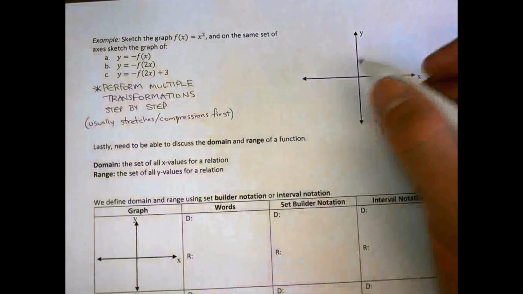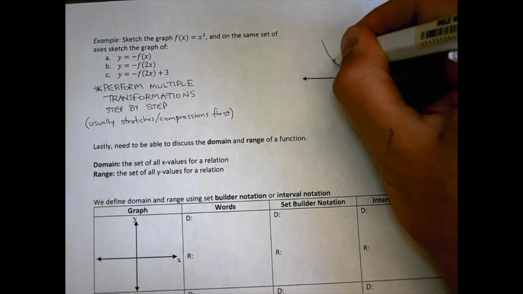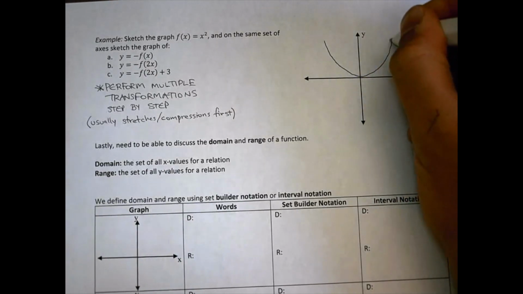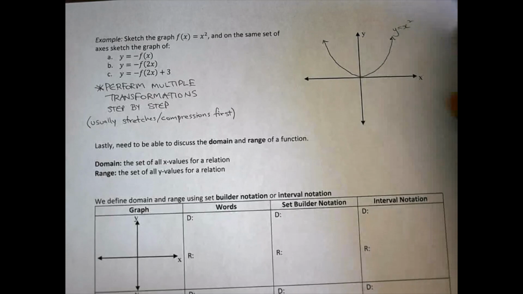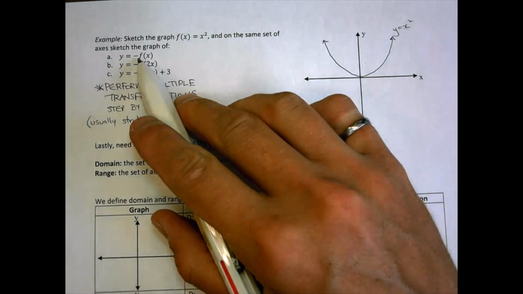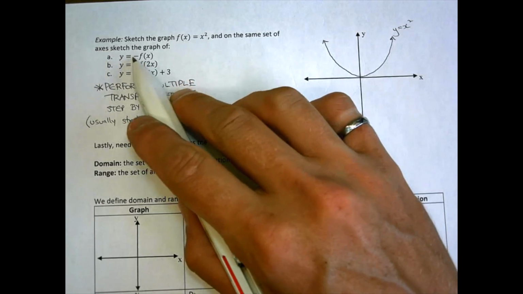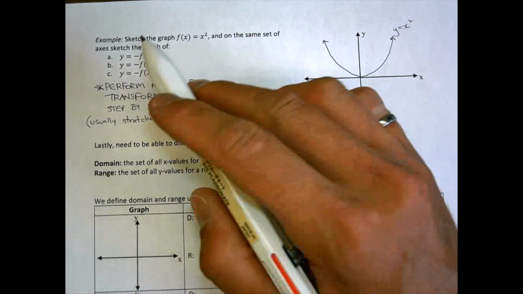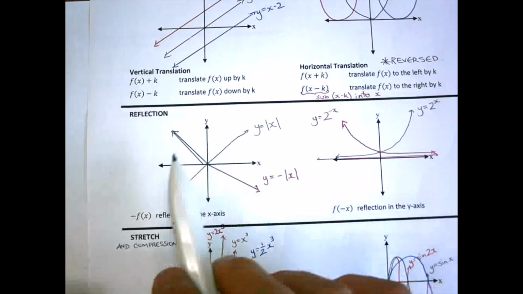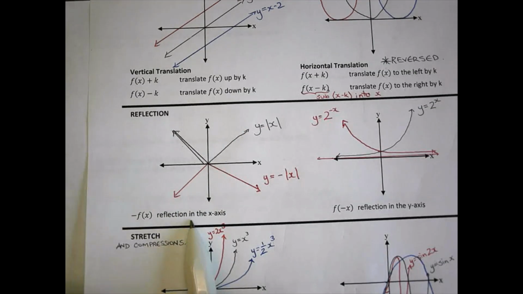So f(x). Okay, well, it said sketch the graph. So let me sketch that graph. So this is y equals x squared. Great. Okay, for part A, I need to put a negative in front of the whole function. Remember what I tried to explain? If you have something in front of the whole function, you're probably doing it vertically. If I go back, the negative in front means a vertical reflection or reflection in the x-axis.